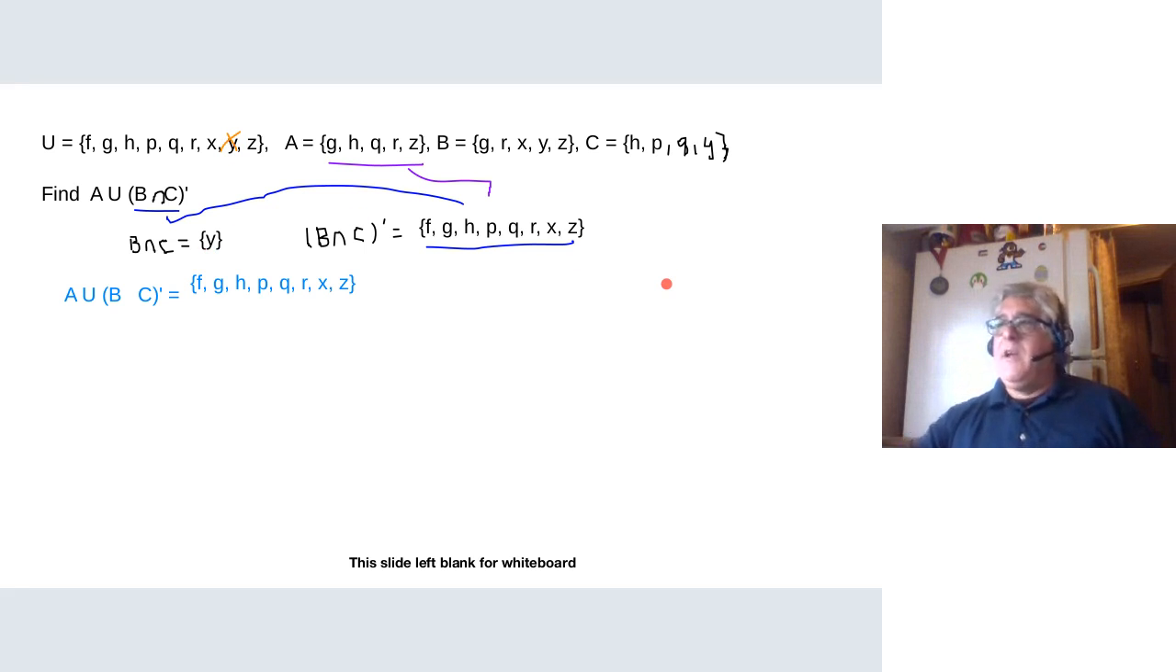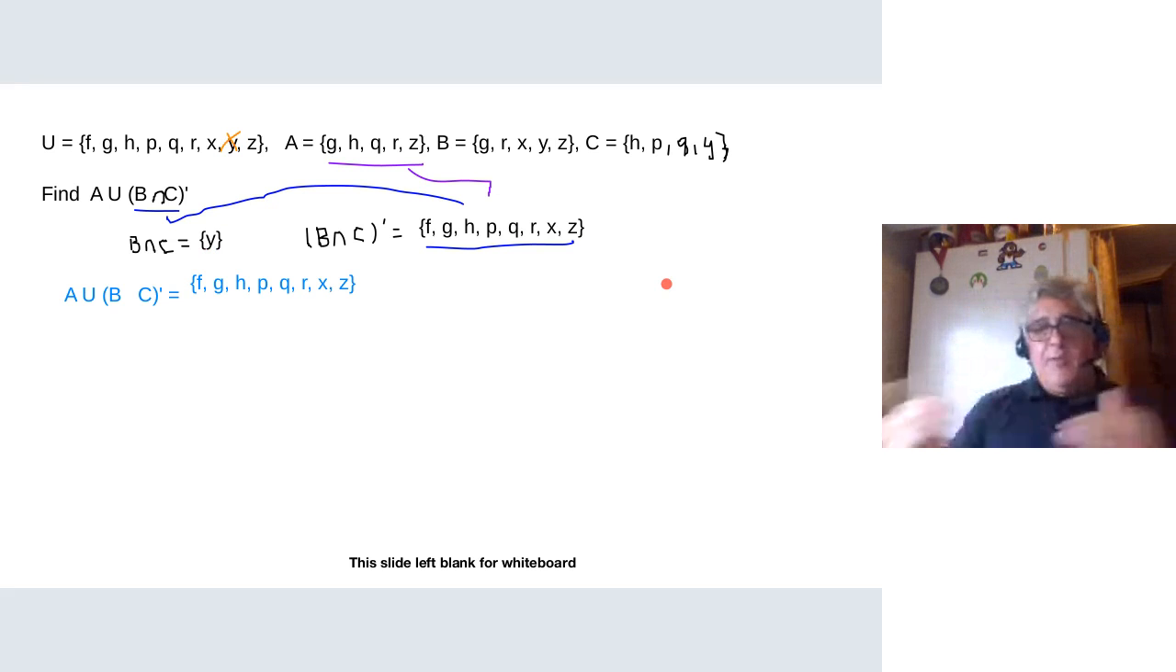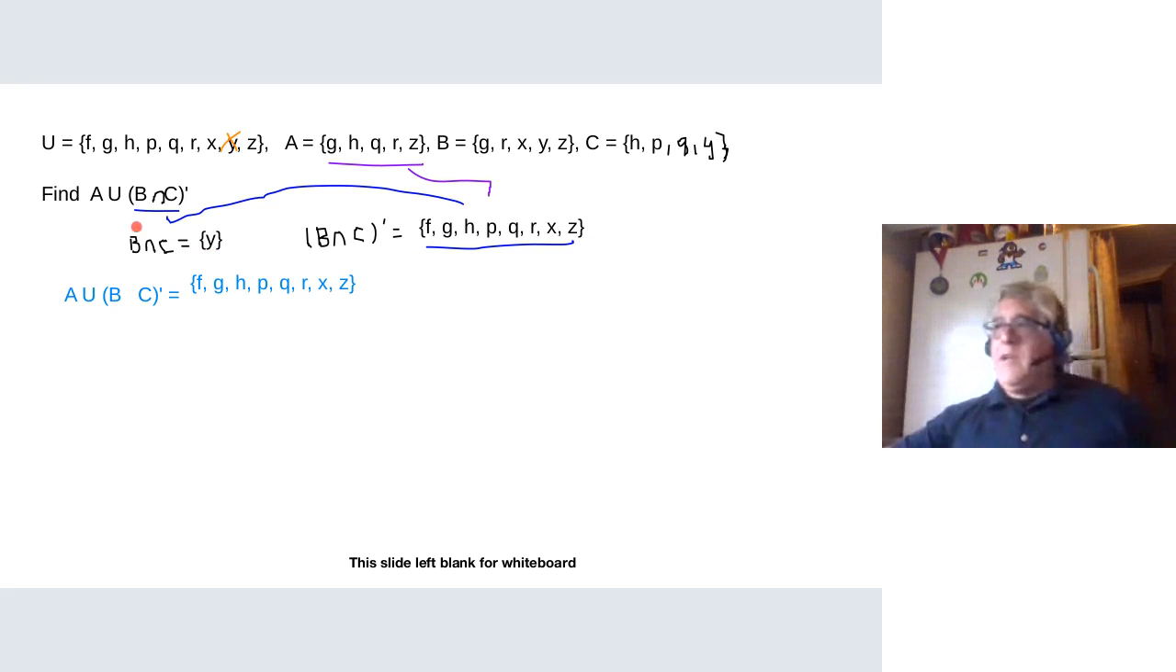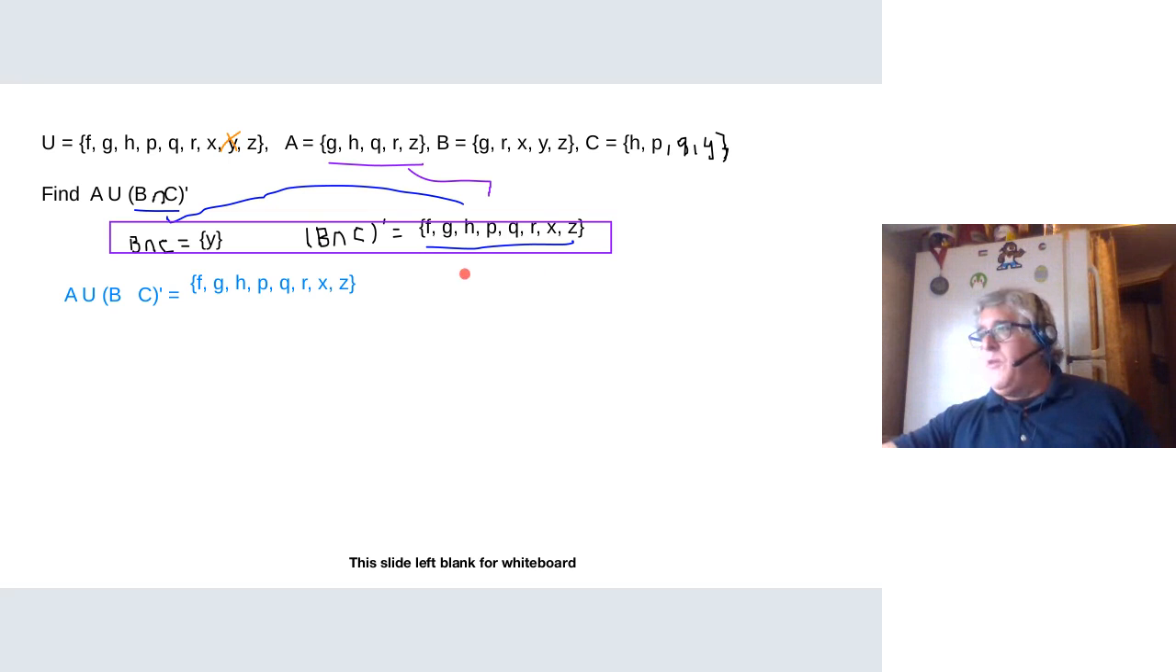Because now, this is the way you check and make sure you got it right. Now you can take these two sets here. If you did this right, and put those together, you get back the universe. There's nothing in common between those two sets, but when you union them back, you'll get the universal set back.